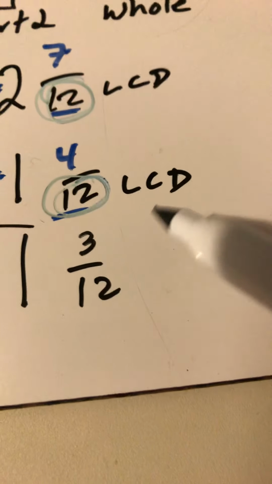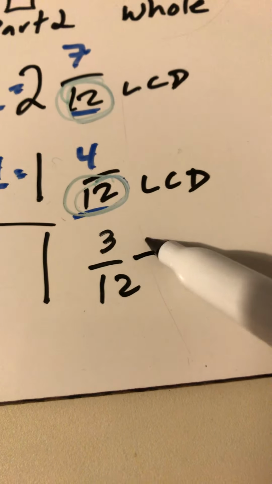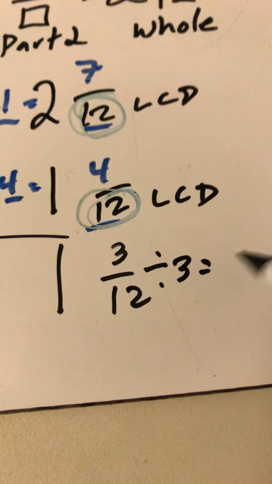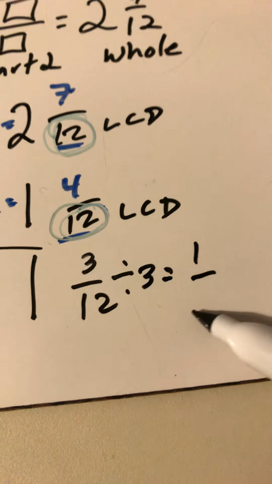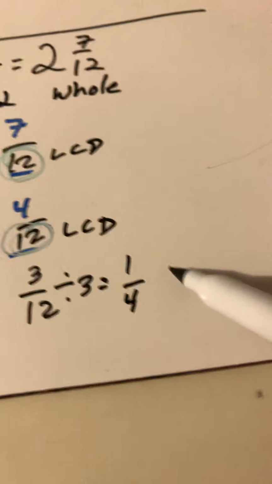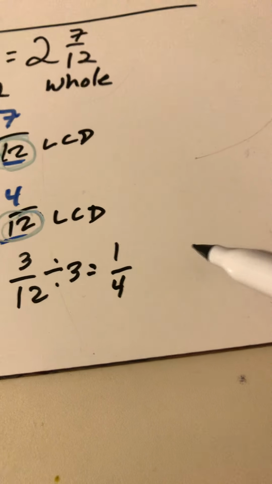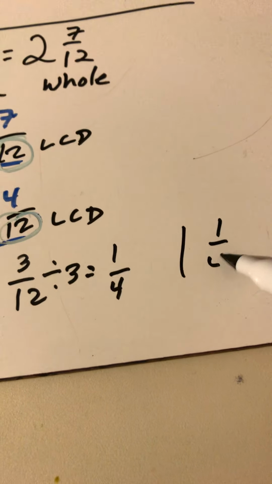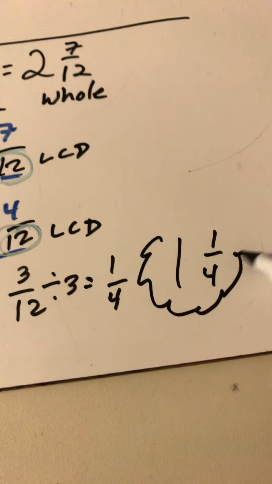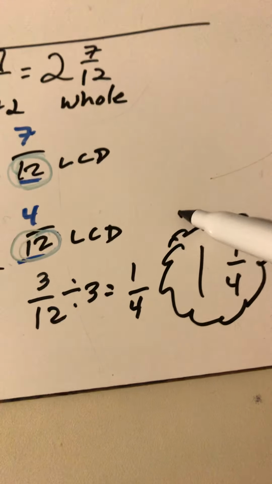But then I look at 3 12ths, and I know that's a proper fraction, but it can be reduced. And I know 3 and 12 have 3 in common. So I reduce by 3, and I get 1 over 4. So my ultimate answer should be 1 1/4. This is my final. This answers the question.